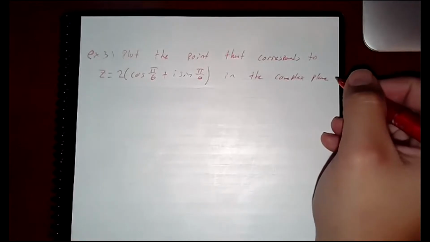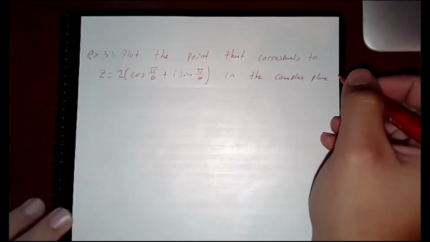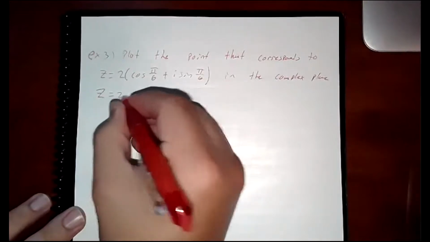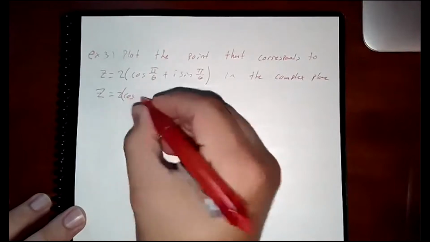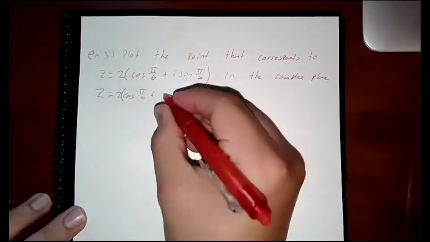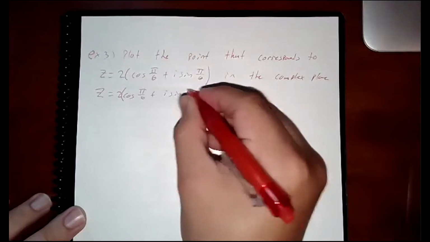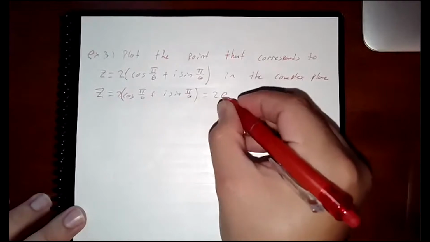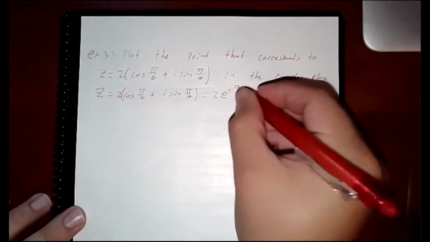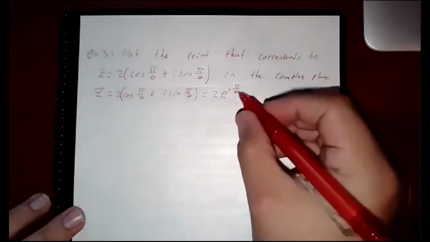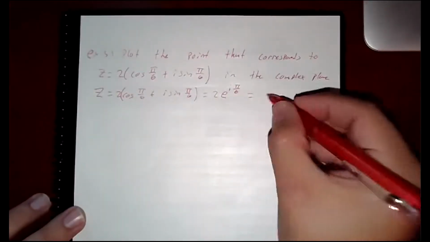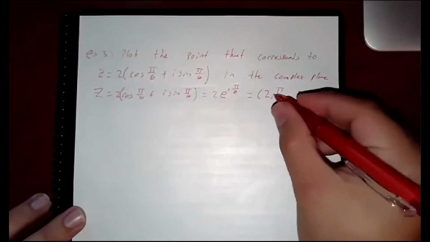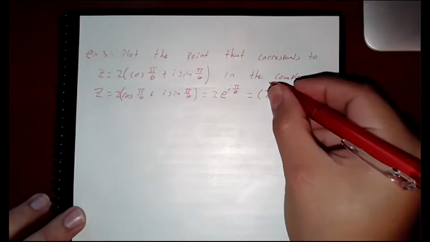Right, so just find the r and theta, which is pretty easy to do, right? They're right there. So z equal to 2 cosine pi over 6 plus i sine pi over 6 is equal to 2 times e to the i pi over 6. So theta's up top, so our r theta polar coordinate would be 2 comma pi over 6.